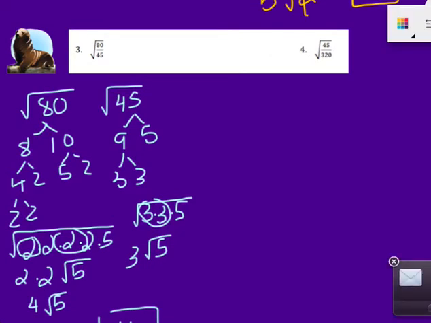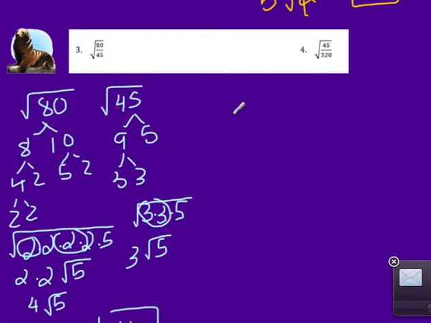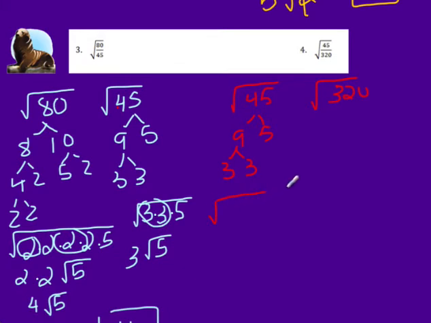Next, let's take a look at 45 and 320. So we're going to break down 45 and we're going to break down 320. So what divides 45? We're going to do 9 and 5, and then we're going to split 3 and 3. So underneath the radical we have 3 times 3 times 5. Then we have a pair of 3's we can take out, so our final answer for 45 is 3 square root of 5.